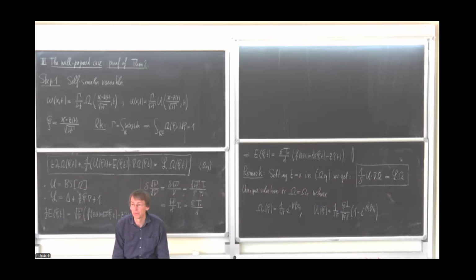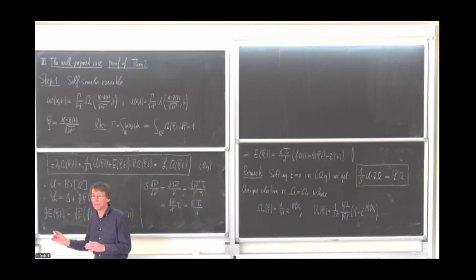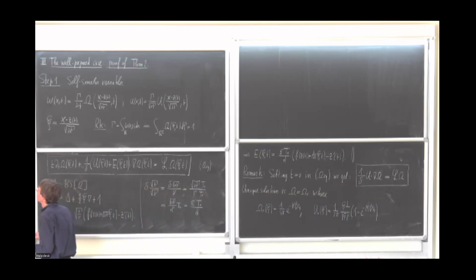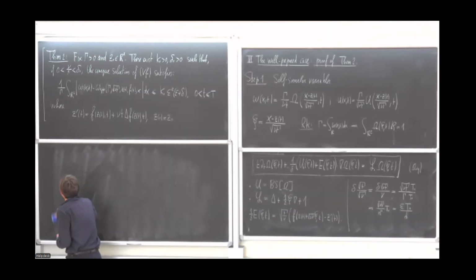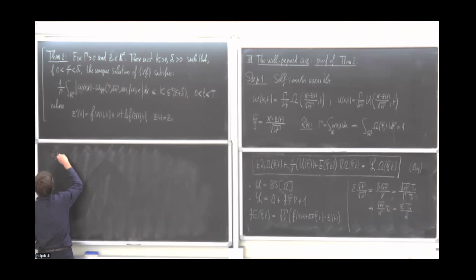Any question? Okay. With the self-similar variable, you obtain a different equation. I will keep the theorem maybe, but I can erase this additional stuff. So, step 2: construction of an approximate solution.